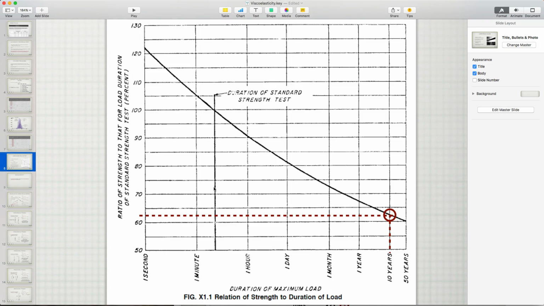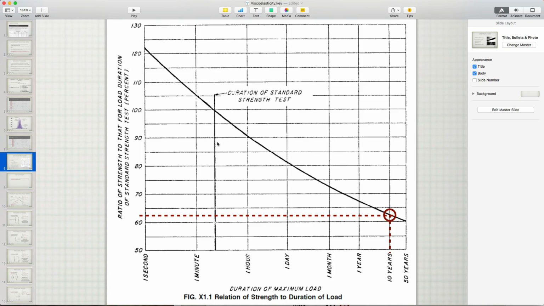If instead of it failing in 10 minutes, I tested it faster and caused it to fail in 1 minute, it's going to fail at a 5% higher value because we're at 105. 5% stronger if I break it in 1 minute instead of 10 minutes. Or if I take an hour, it drops from 100% down to 91%. So if I took an hour, it will drop by 9%. This happens over and over. We've observed it.